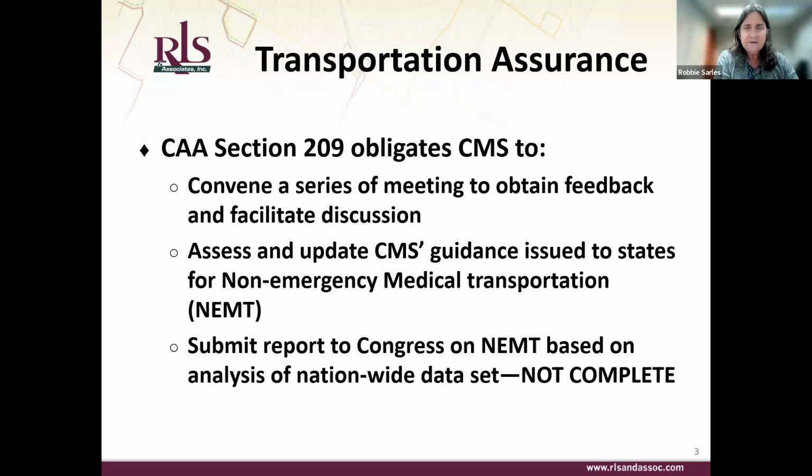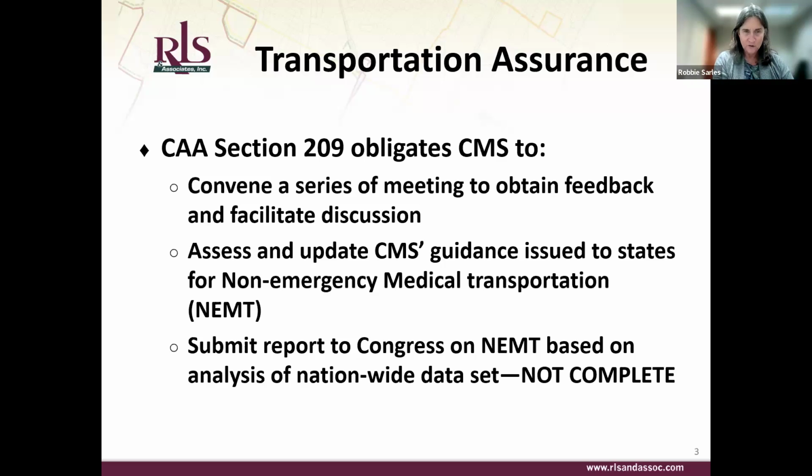Also, a few years back, there was an act that basically obligated CMS to do three different things. The first thing it required CMS to do was to convene a series of meetings to obtain feedback and facilitate discussion. That occurred late in 2023, in the fall, in that September timeframe. And so they did actually convene the series of meetings. They were listening sessions, and many of you probably participated in those. The purpose of that was to hear what's happening with NEMT, what's working well, what's not working well.